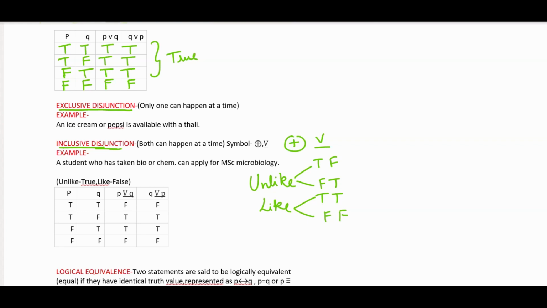Now true false is an unlike case, so true inclusive disjunction false, my answer is true. Why? Because for an unlike case my answer is true. False inclusive disjunction true is again true. False inclusive disjunction false, the answer is false because for a like case my answer is false. False inclusive disjunction false is again false. So this is the truth table for inclusive disjunction.